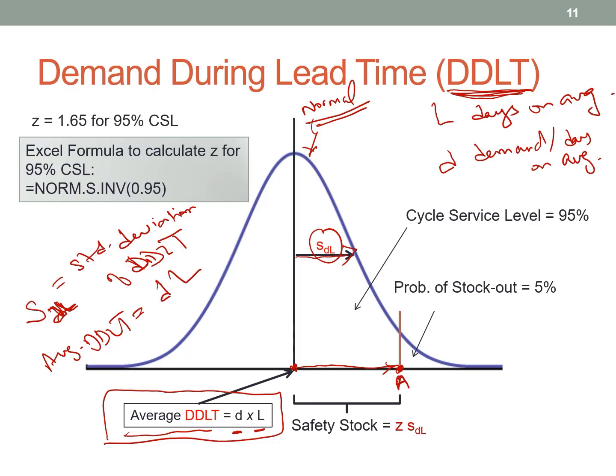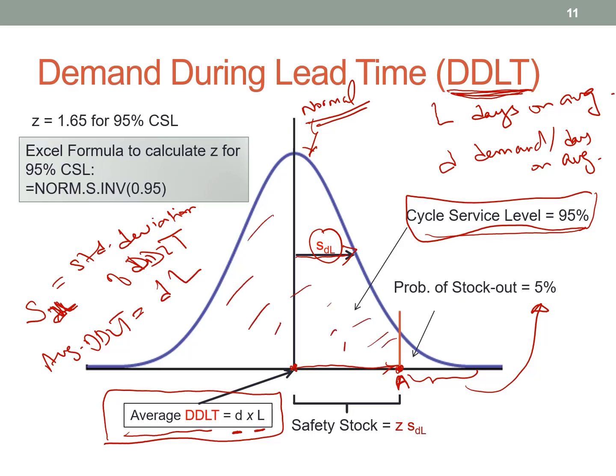And so if the cycle service level is 95%, I can choose point A so that the probability of being to the right of point A, somewhere here, is only 5% or 0.05. Okay. If I knew SDL, how do I pick point A? Well, we need to convert the 95% into a z-score, because every probability to the left of a point... So the probability to the left of A, this probability here, probability of being below A, is 0.95.